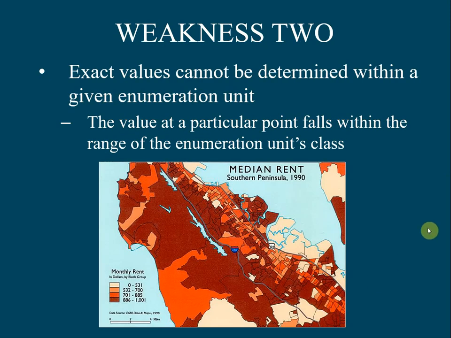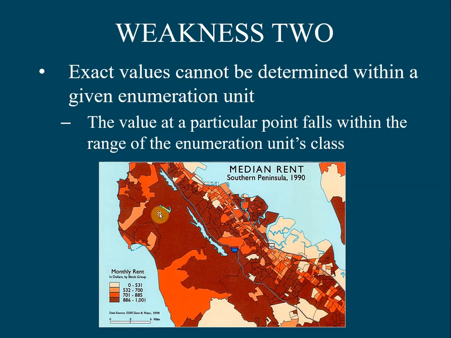Weakness two: the exact values cannot be determined within a given enumeration unit. The value at a particular point falls within the range of the enumeration unit's class. So what that means is that I'm looking at this map and I see all these dark areas and this monthly rent, but I can't say for this whole block that it's 886 to 1001 at all points in this block. No, it's just the average for this block here. Or block group, excuse me.